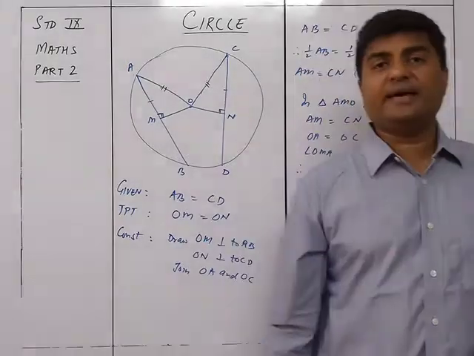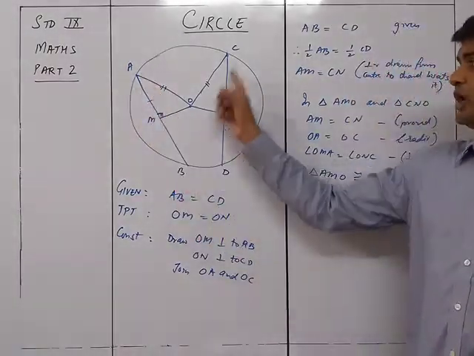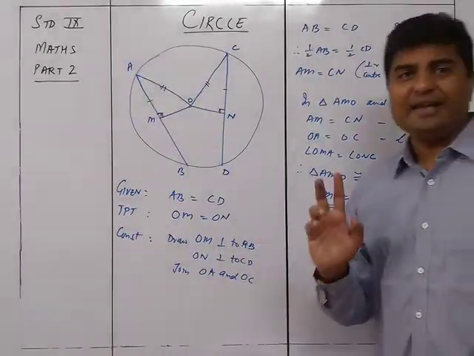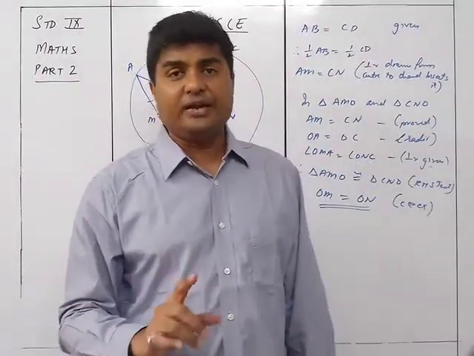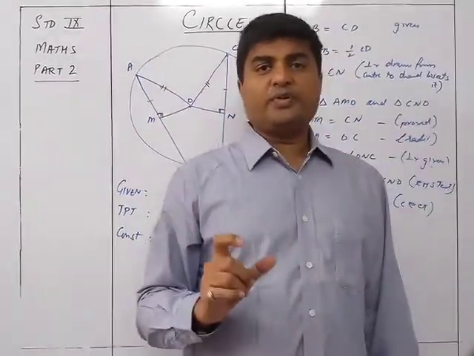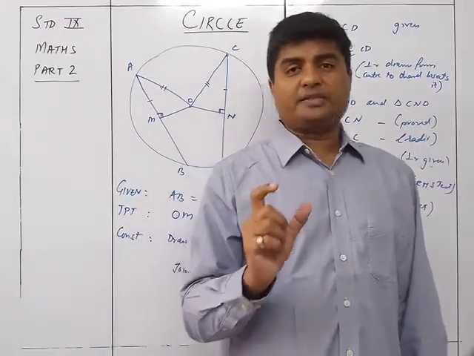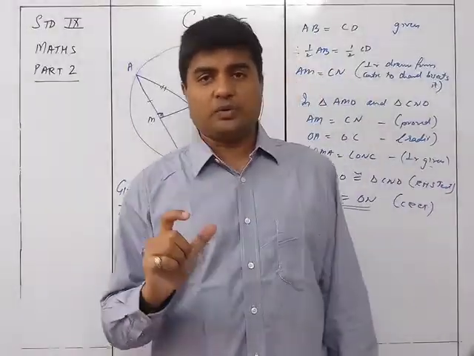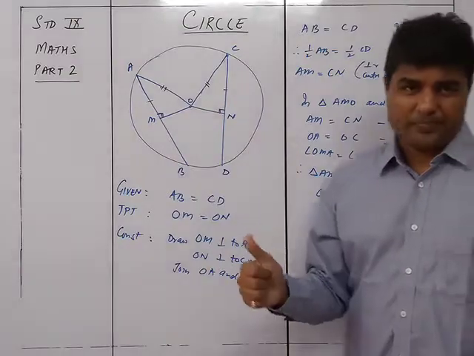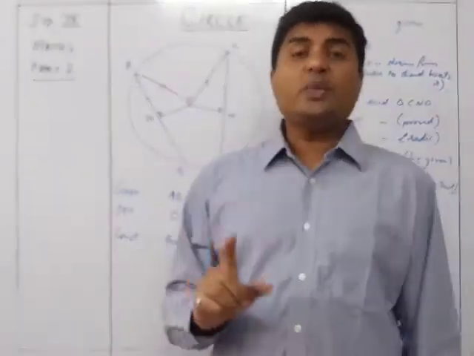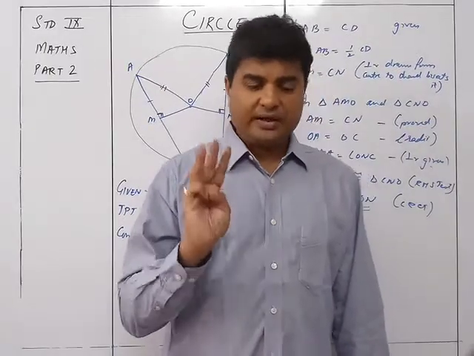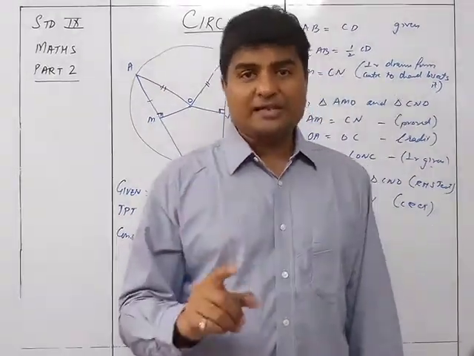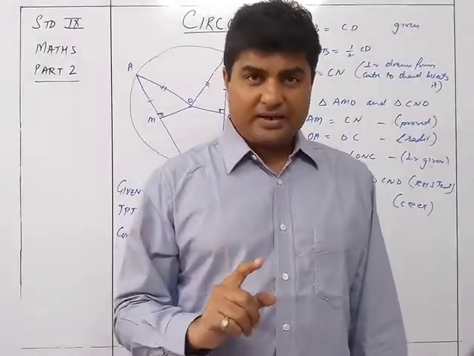The third theorem is that equal chords, AB and CD are equal chords. Equal chords are equidistant from the center. Equidistant from the center, that is, the perpendicular distance between the center and the chord is equal. So that is OM is equal to ON. Equal chords are equidistant from the center. That is theorem number 3.